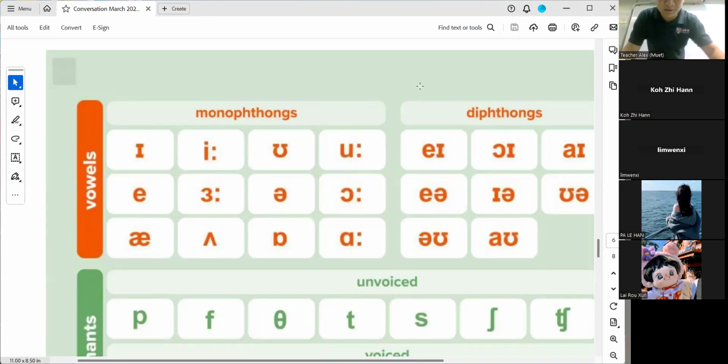All right. Look, today I would like you guys to make the sounds of English. You have to really exercise your jaws and pronounce the IPA. Okay, so what is IPA? It is called the International Phonetic Alphabet.